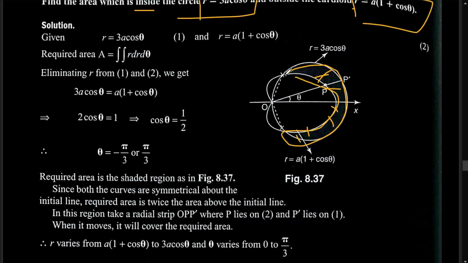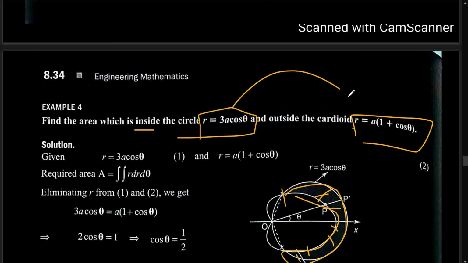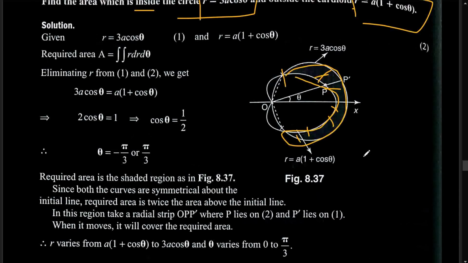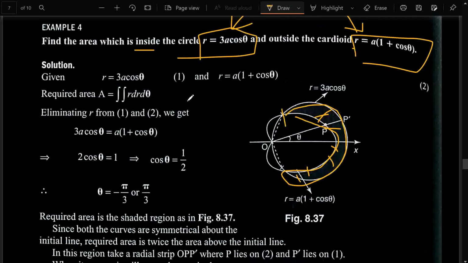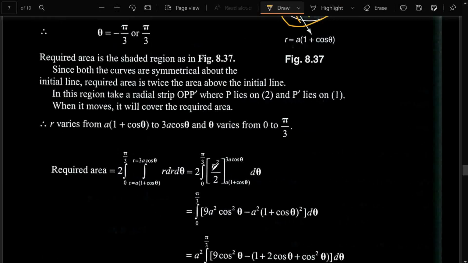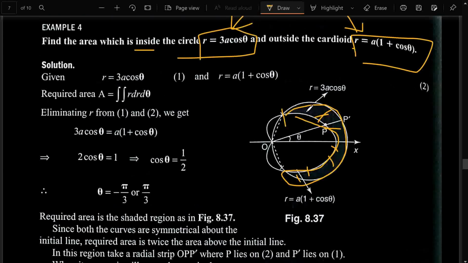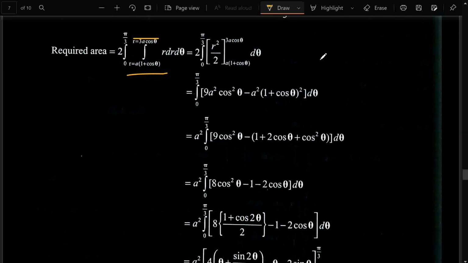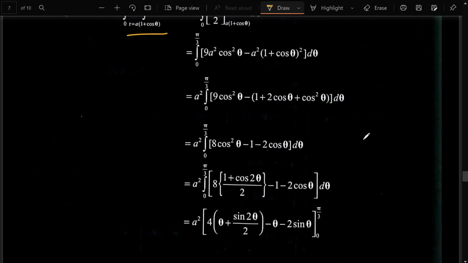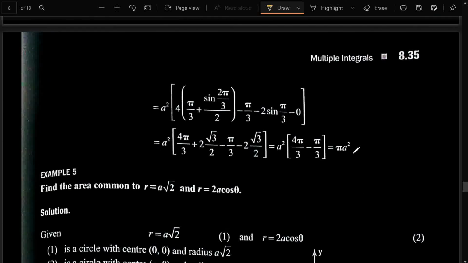So we have to find where it crosses each other. So for that you have to equate this, r is equal to r. So 3a cos theta is equal to a into 1 plus cos theta. If you equate it, you used to get where it crosses, and you get theta also. So 0 to pi by 3 is what we got by equating both, and equation of a circle is given and cardioid also given, and simple integration steps, just look it up, it's self-explanatory, that's it.